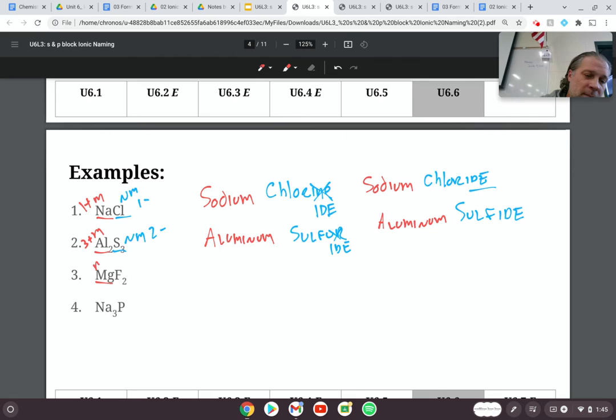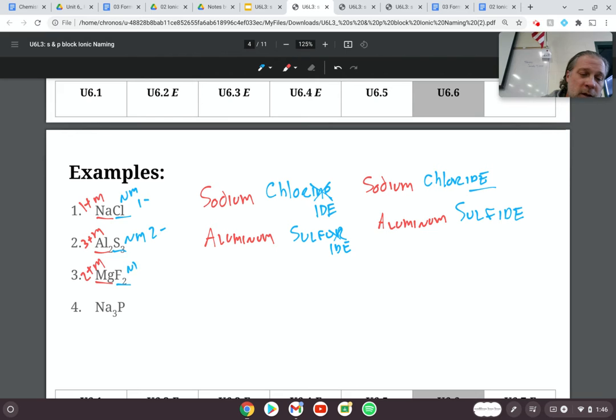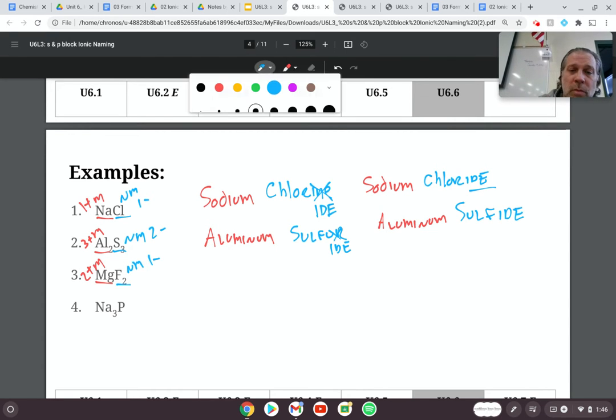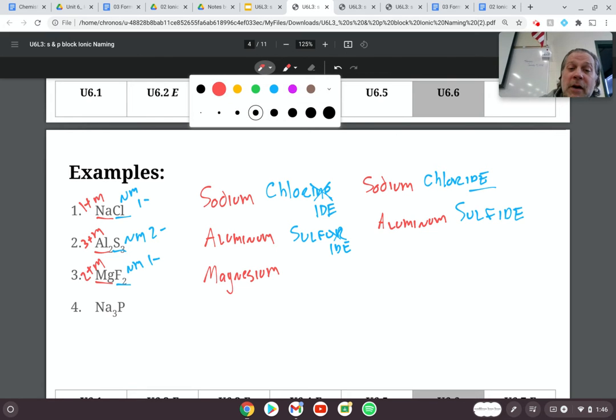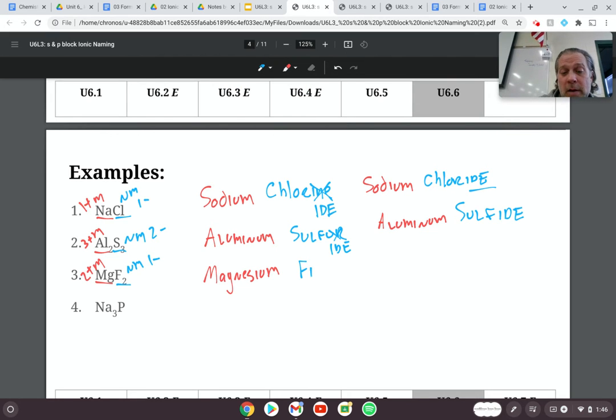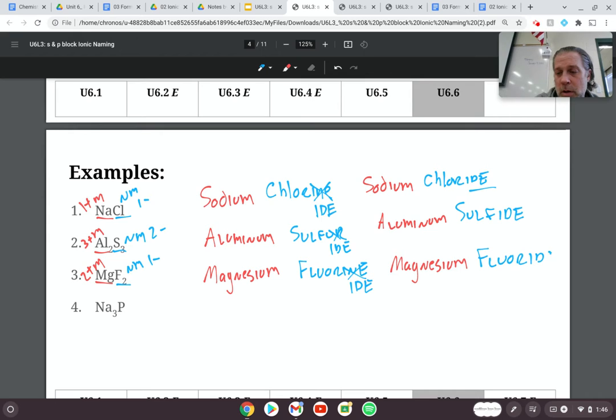Mg, I know is a metal, and I know its charge is a +2. F is a nonmetal, and I know its charge is a -1. I locate Mg on the periodic table, and I see that its name is magnesium. I locate F on the periodic table, and I see that its name is fluorine. And I'm going to drop the INE and add IDE, and my new name becomes magnesium fluoride. And I'm hoping you got that as well.